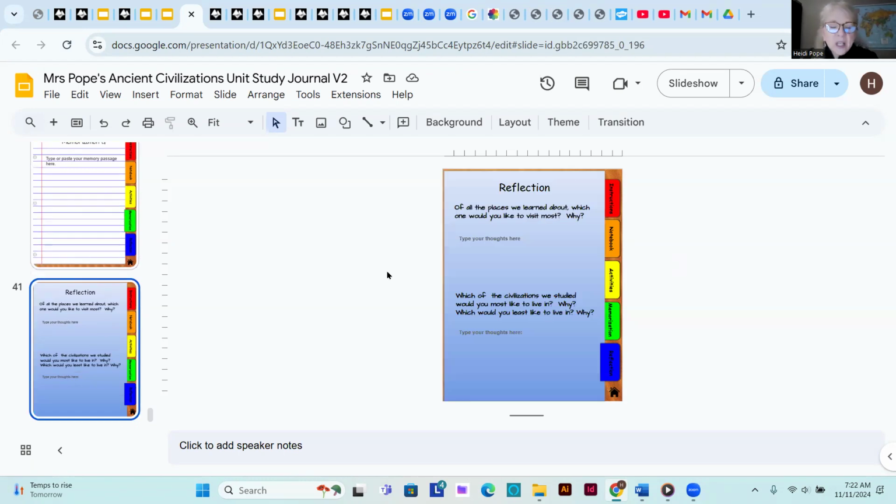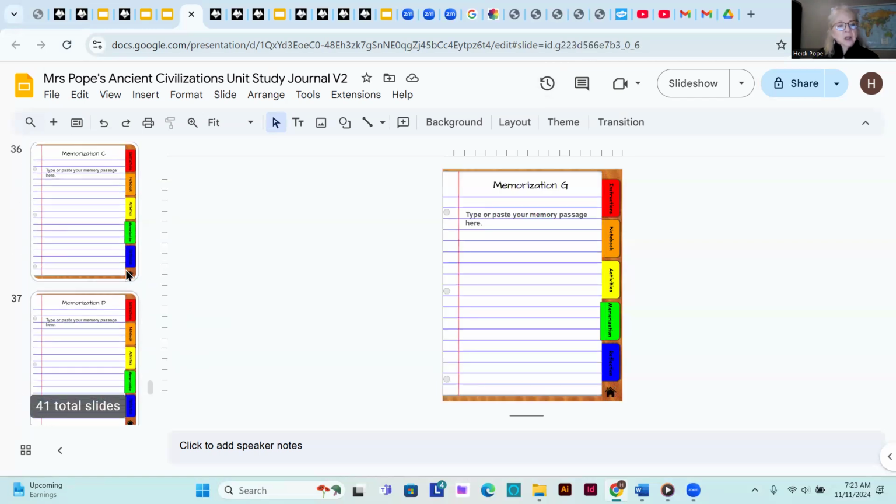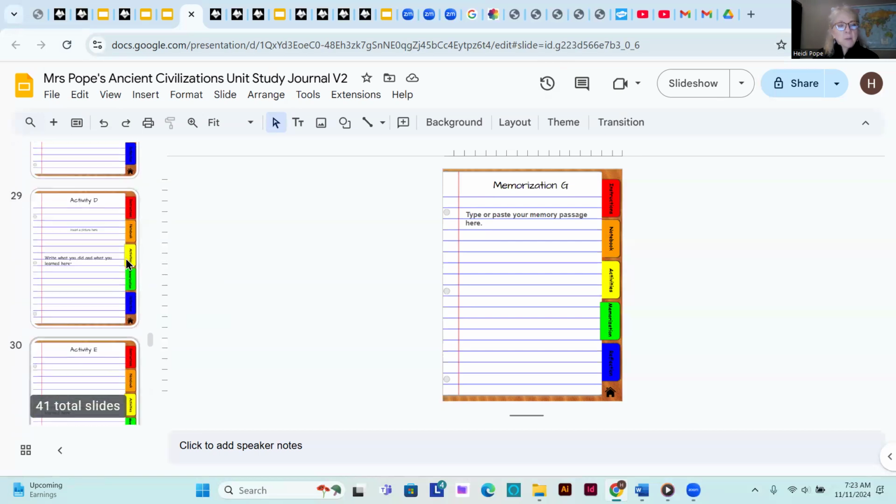When you're entirely done with your unit study journal, you will fill out this reflection page. Of all the places we learned about, which one would you most like to visit and why? And which of the civilizations we studied would you most like to live in? Why? And which would you least like to live in and why? So you can see that at that point, my unit study journal will have been complete and I will have finished all the pages in here.